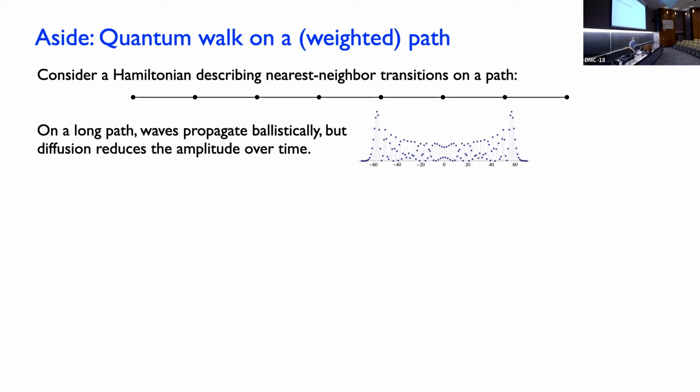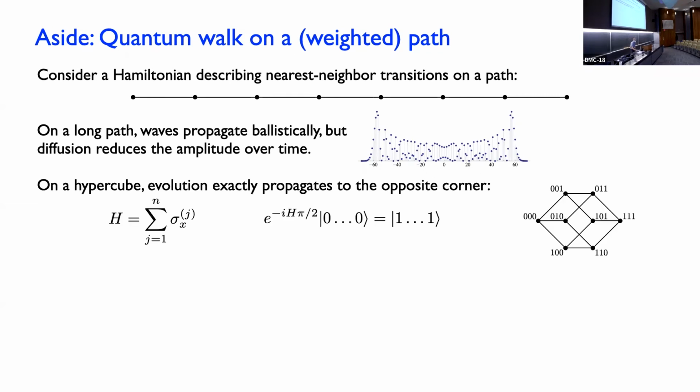So this wave will propagate ballistically, in the sense that the amount of time it takes to move a distance d is linear in d. But we have a bunch of interference happening. There's some diffusion taking place, and this will reduce the amplitude over time. So we definitely will not arrive exactly at the other end of the path unless we do something careful. So let's do something careful.